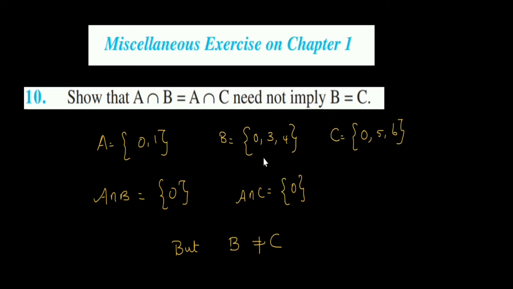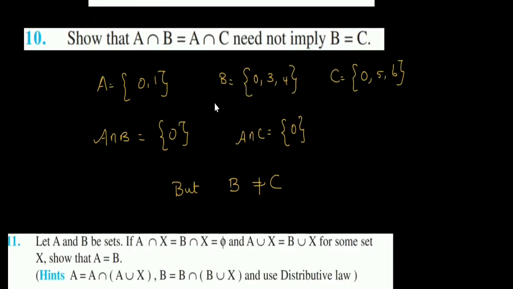But what about the sets B and C? Are they equal sets? No. You have {0, 3, 4}, you have {0, 5, 6} here. 3, 4 are not present in the set C. The set B is not equal to set C. So we can give examples like this, where A intersection B is equal to A intersection C, but B need not be equal to C. We'll move on to the next question.